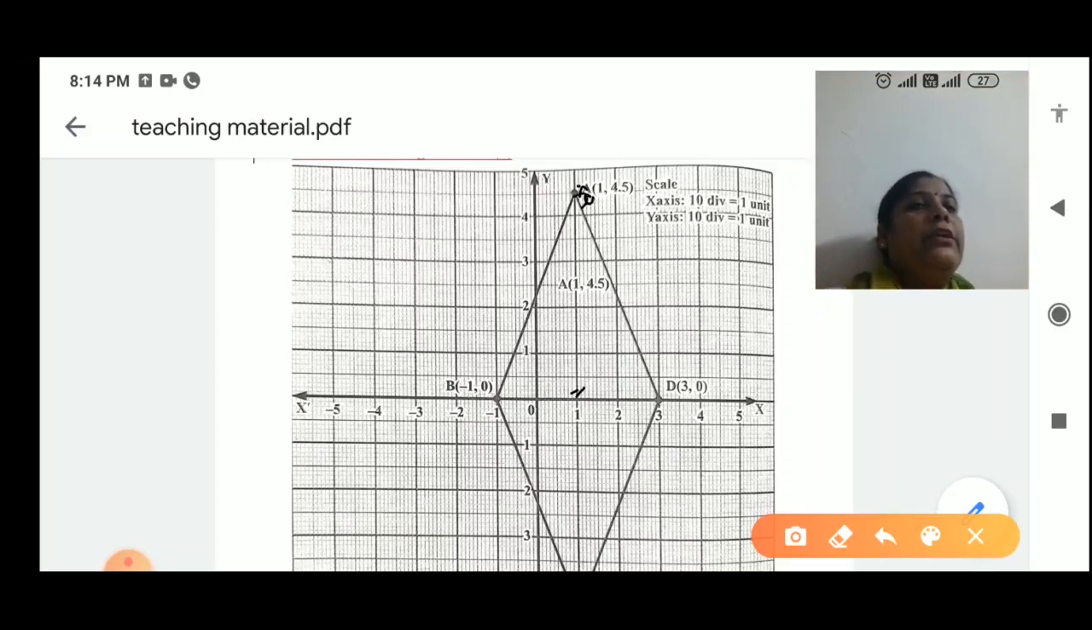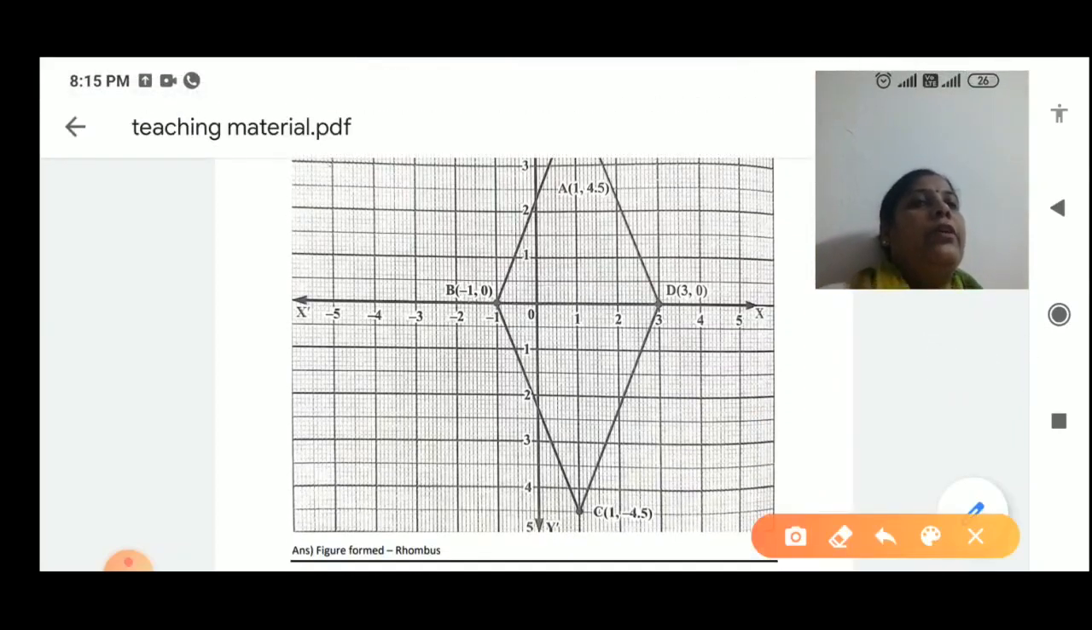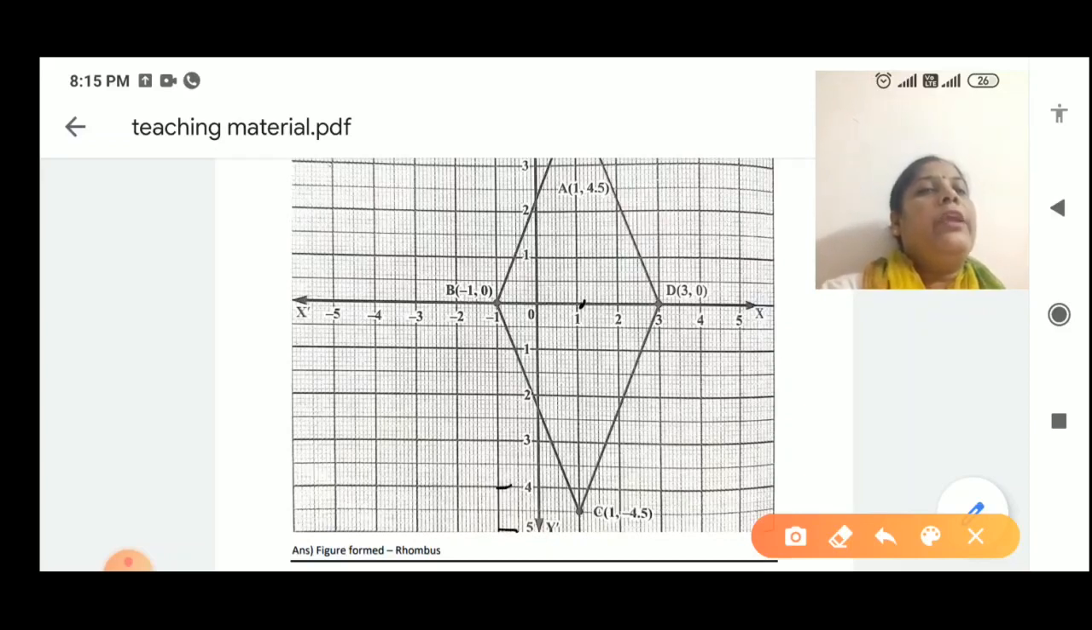Then point B is (-1, 0), so -1 here and 0 will be here only, so this one is your point B. Then point C, (1, -4.5): positive 1 on the right hand side of the x-axis, and -4.5 will be between -4 and -5 here. So this is your point C. Then point D is (3, 0), so positive 3 on the x-axis and 0 remains here only. So this is your point D.